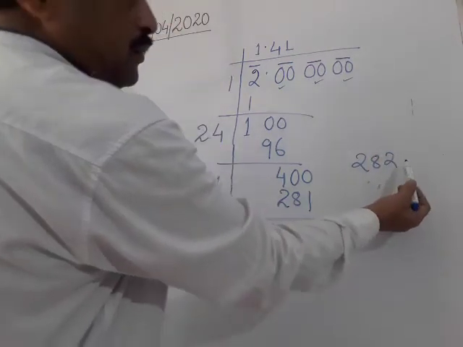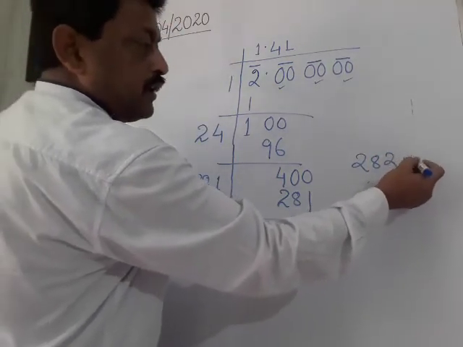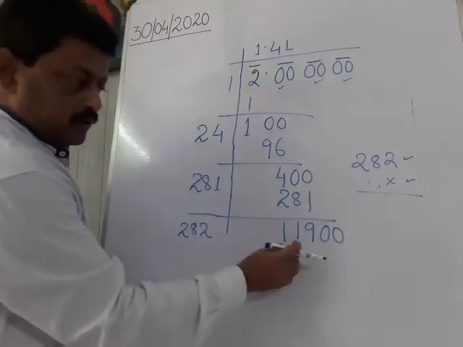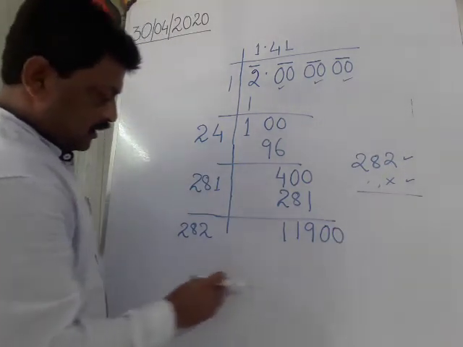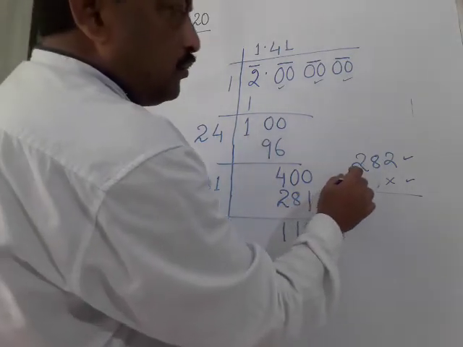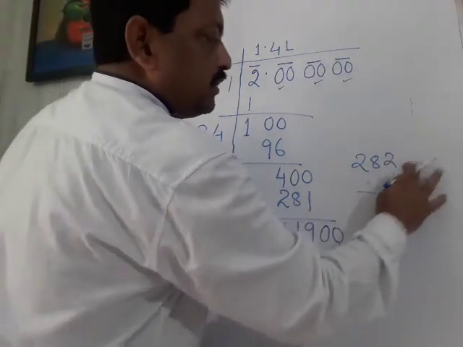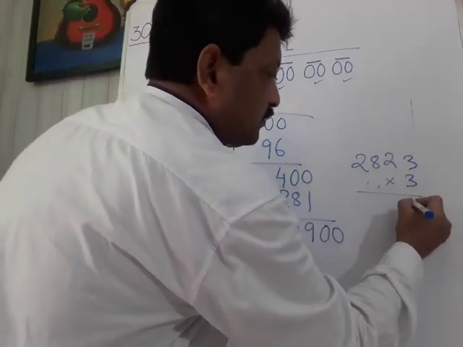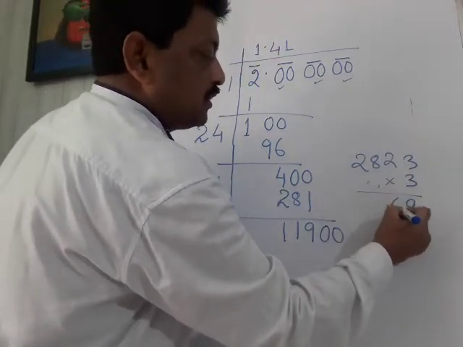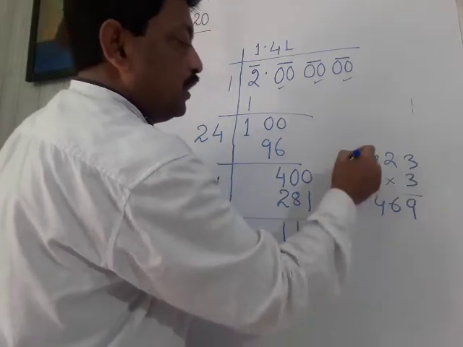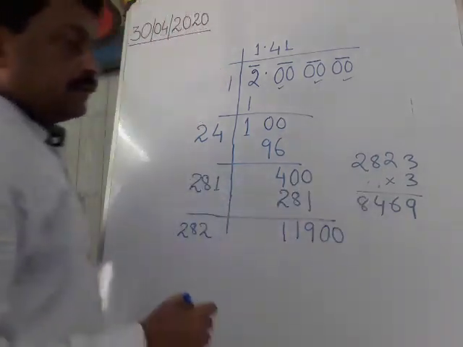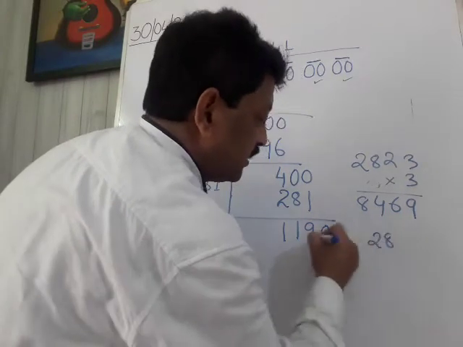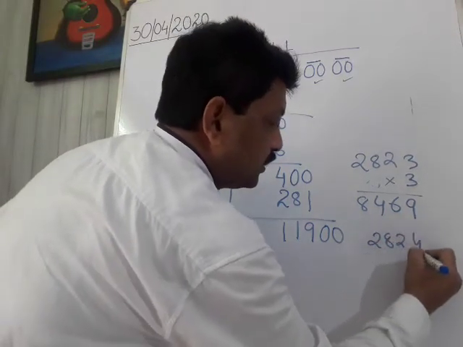I have to choose one number which will be written here as well as here also, and they will be multiplied. So this is about 11,900 and it is only 282. So let me take 3 here. 3 3s are 9, 3 8s are 24, balance 2, 8, 4, 6, 9. Let me take 4 because it is much less than this. 2824 into 4.